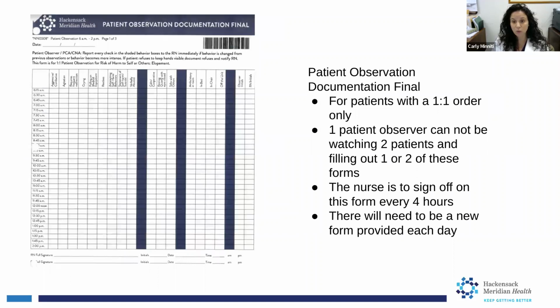Like I said here, one observer cannot be watching 2 patients and filling out 2 of these forms. It should never be that way. They're only filling out this form once and watching that 1 patient. And the nurse is to sign off every 4 hours, all the way to the right where it says RN initials. So there will need to be a new form provided each day. You will need a doctor's order every day to renew this.